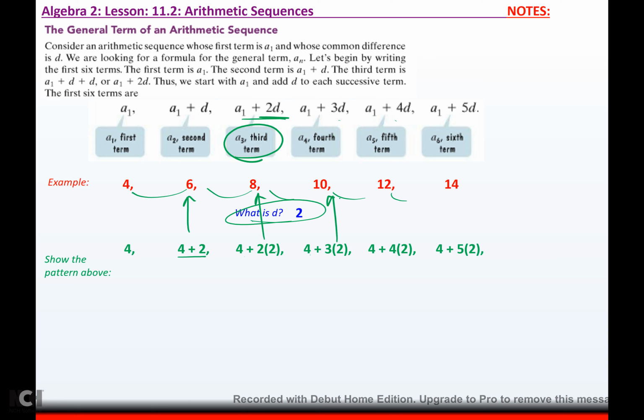4 times 3 2's would be 10. 4 times 4 2's... And notice, this was in your first position, second position, third position, fourth position, fifth position, sixth position.